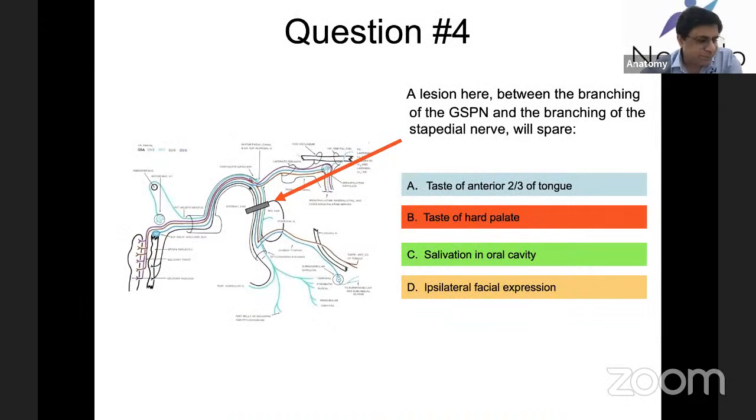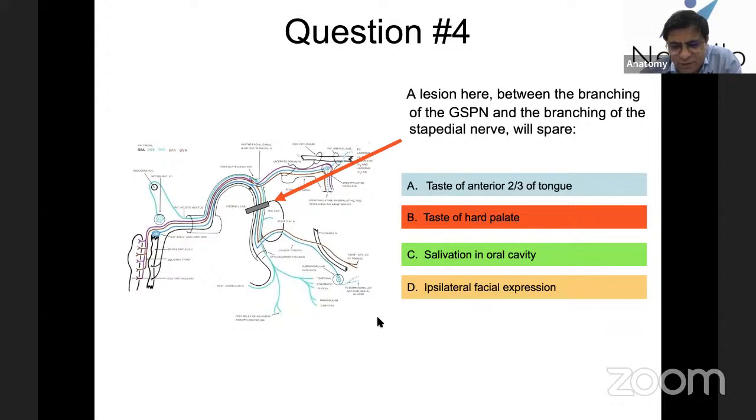Question number 4. You can see this lesion here is between the branching of the greater superficial petrosal nerve and the branching of the stapedial nerve above, right? So what will be spared? Taste from the anterior two-thirds of the tongue will be spared? No, because the impulses wouldn't now travel beyond this. Taste from the hard palate, yes, that can be carried by the greater superficial petrosal nerve. Salivation in the oral cavity, no, that was being controlled through the chorda tympani, so that will not be controlled.